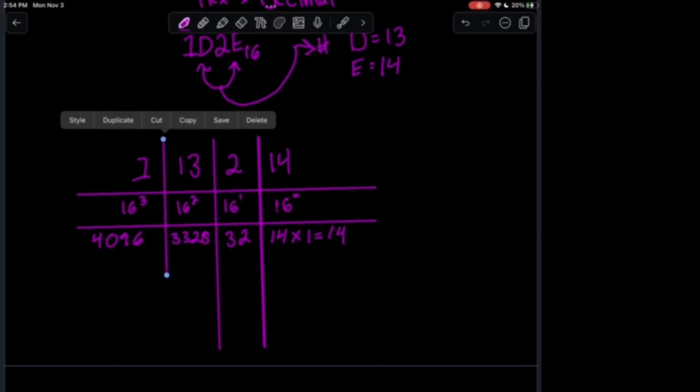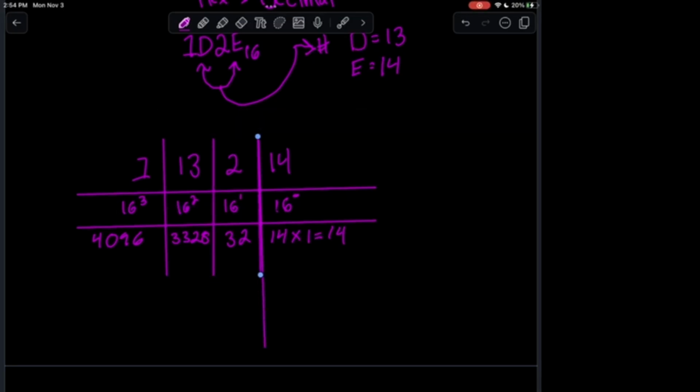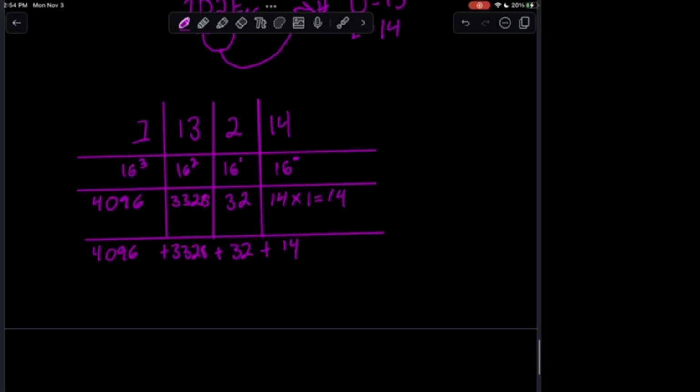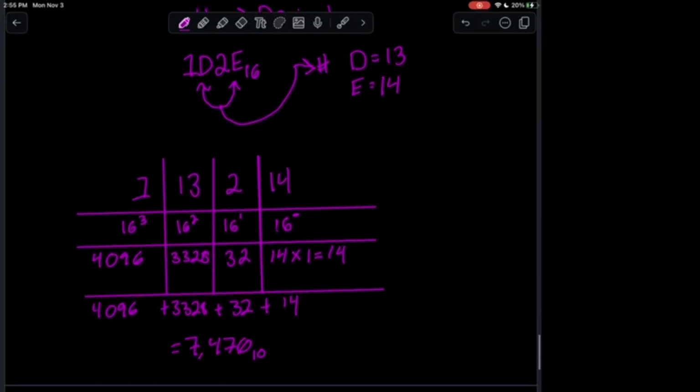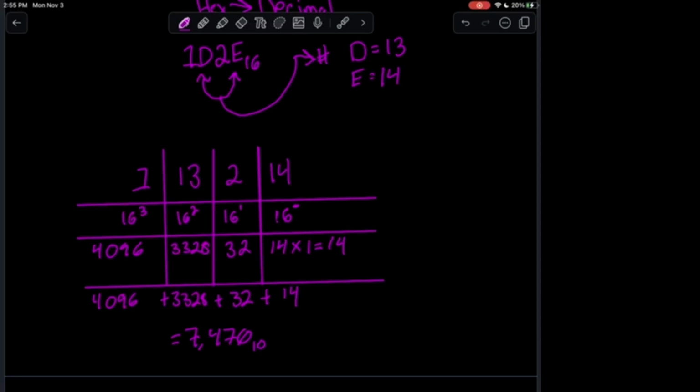So then all that we're doing in our last step is adding all these. So 4,096 plus 3,328 plus 32 plus 14 gets us 7,470. That's all to the base of 10. So we took this hexadecimal number and converted it over to decimal.